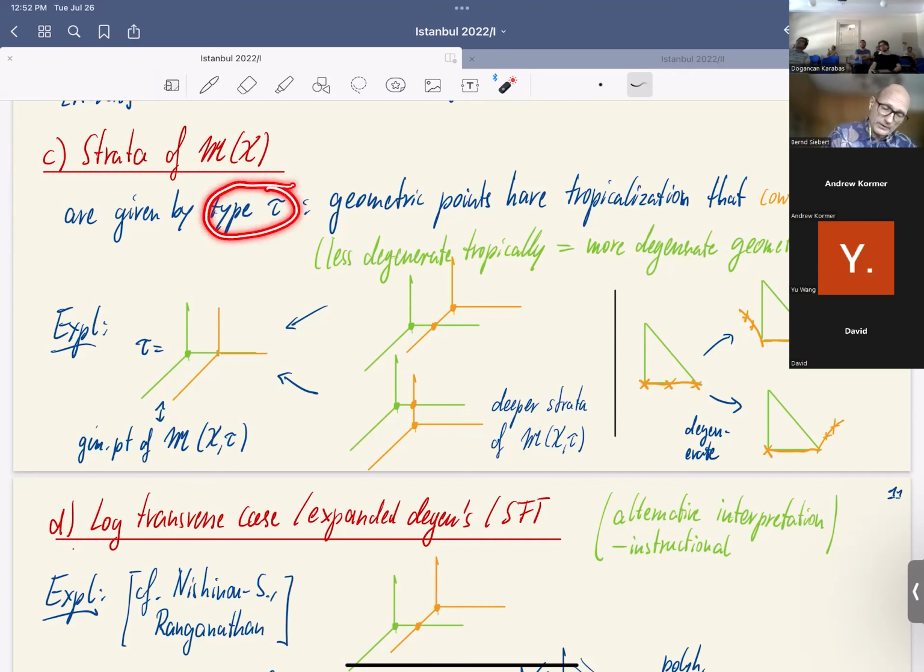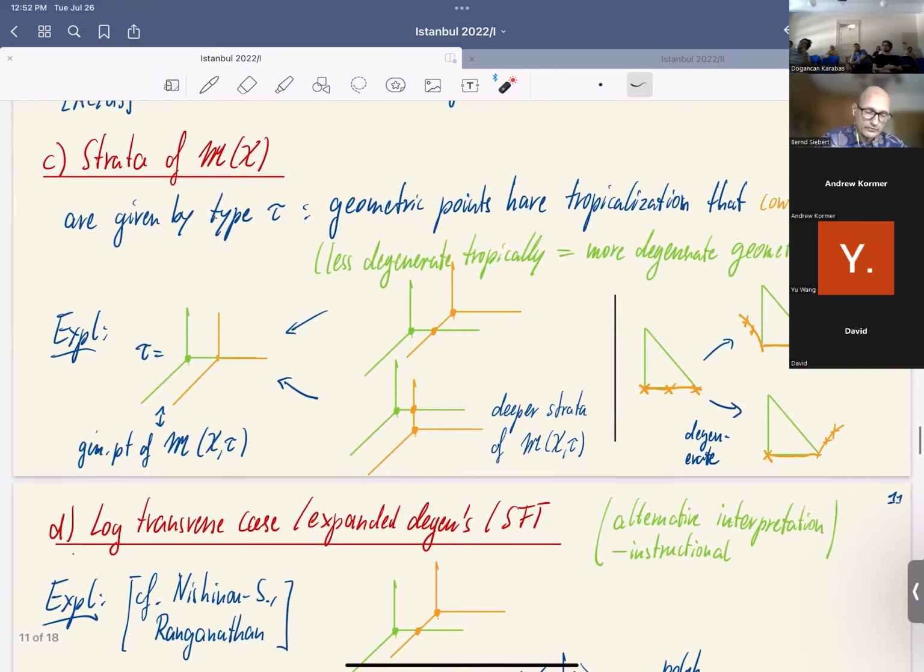Recall we had this type in defining the basic monoids. You have to define it schematically, but let's just do it on geometric points. The geometric points of a stratum are characterized by tropicalizations that contract onto this tau. I'm not going to formally define what that means, but let me indicate in one example to give you an idea what I mean.